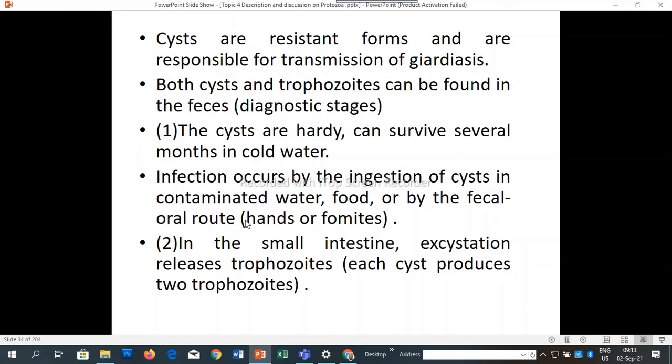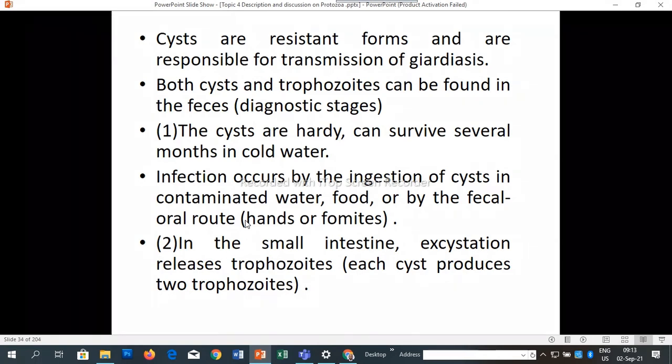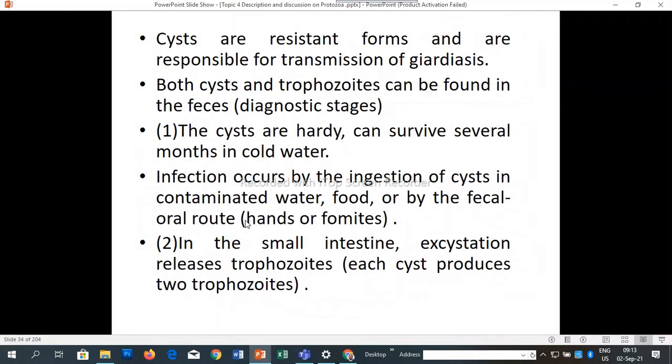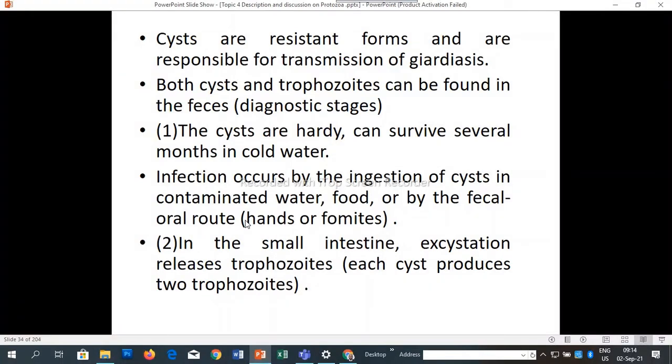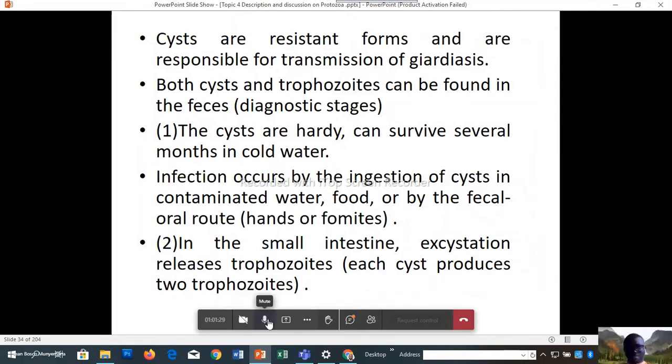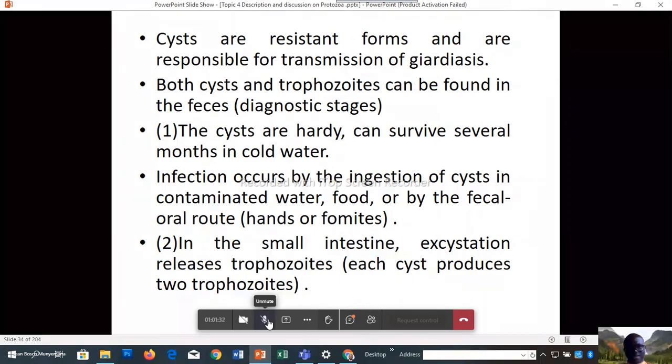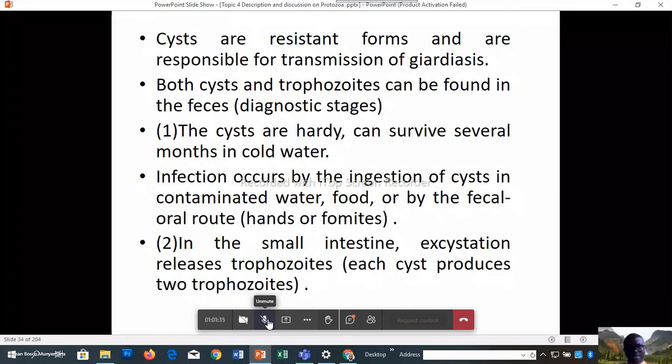Can you say that trophozoites are like larvae in the parasite? But a trophozoite is not a larva. They are trophozoites. Don't try to bring another name. They are not larvae. But they are the active form of the parasite, as larvae are the active form of the parasite. Okay, take it as you want, but they are not larvae. They are trophozoites. We also call them the vegetative form or active form of the parasite.